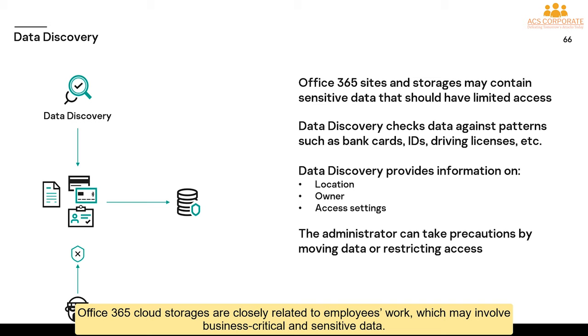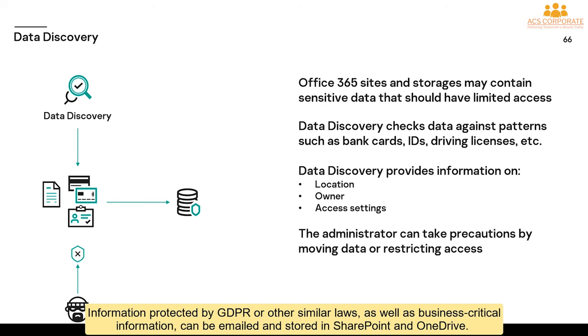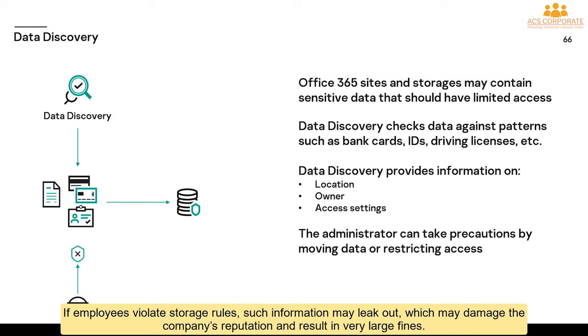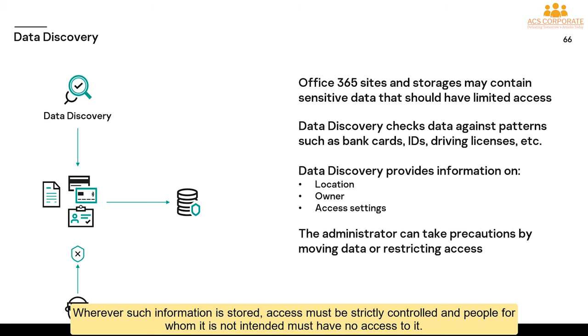Office 365 cloud storages are closely related to employees' work, which may involve business-critical and sensitive data. Information protected by GDPR or other similar laws, as well as business-critical information, can be emailed and stored in SharePoint and OneDrive. If employees violate storage rules, such information may leak out, which may damage the company's reputation and result in very large fines. Wherever such information is stored, access must be strictly controlled, and people for whom it is not intended must have no access to it.